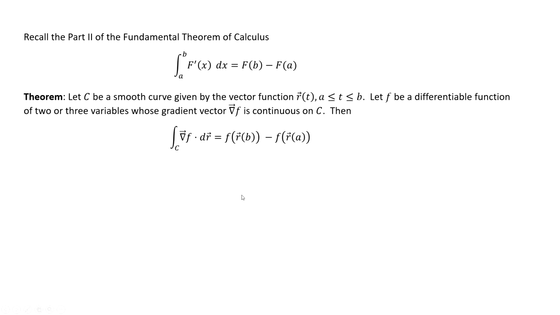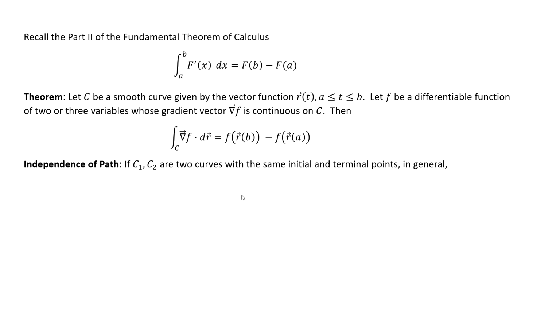But there is something that we are going to do about that. Okay. Then the next concept that we need to talk about is the independence of path. Okay, if C1 and C2 are two curves with the same initial and terminal points, does that make sense?